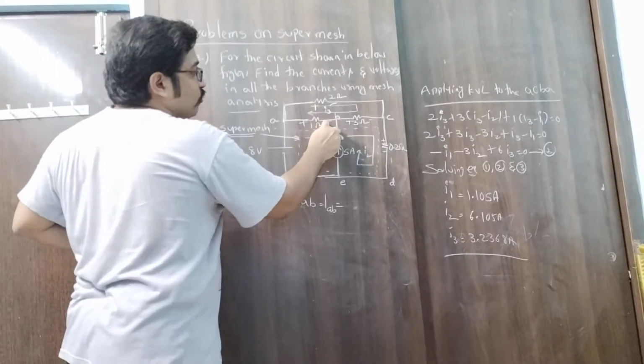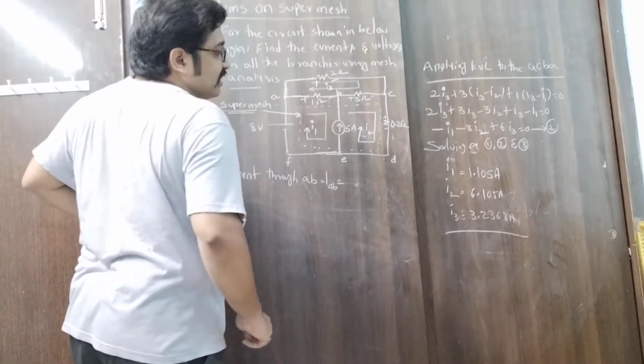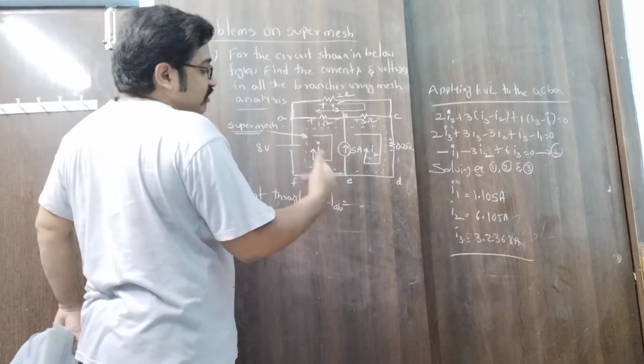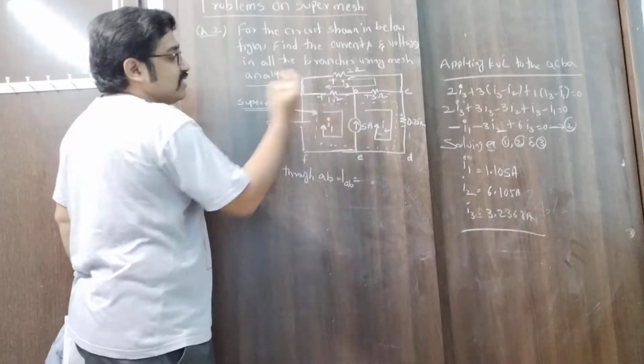Here 2 currents are flowing. One is I1, another one is I3. How to find out which one we need to take, whether I1 minus I3 or I3 minus I1.